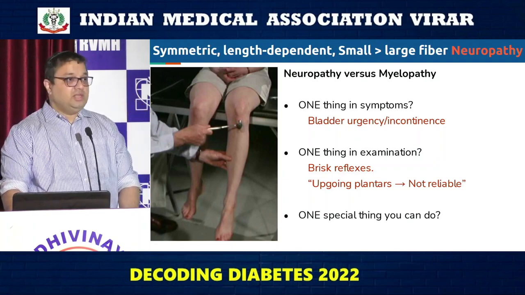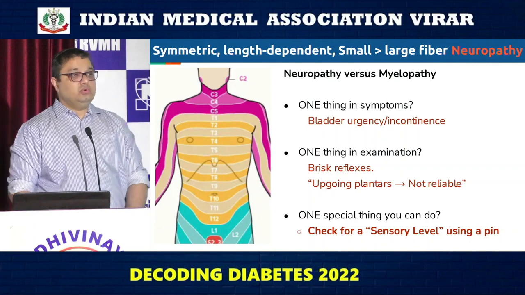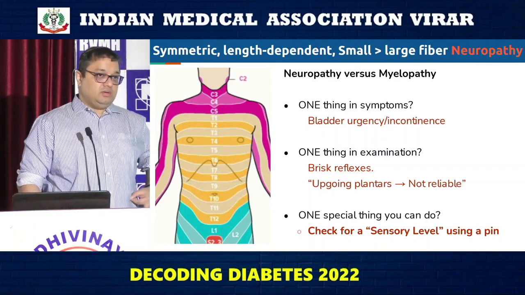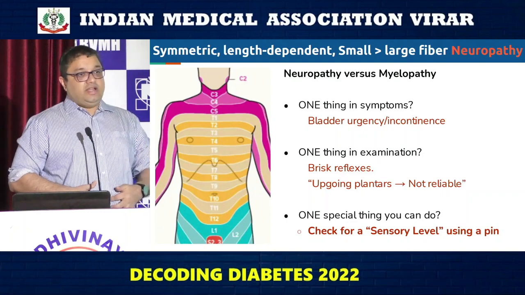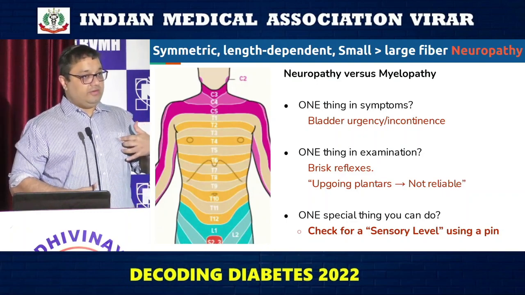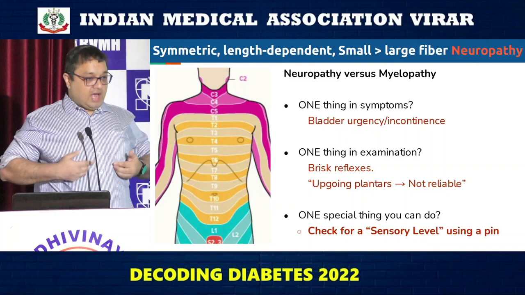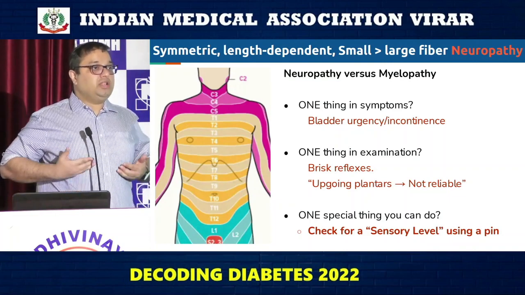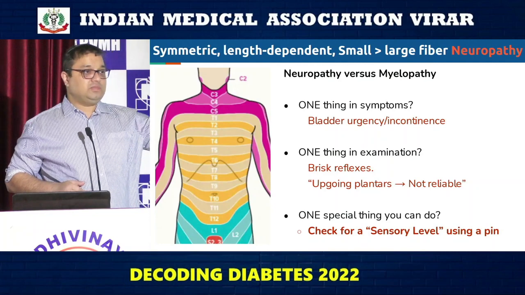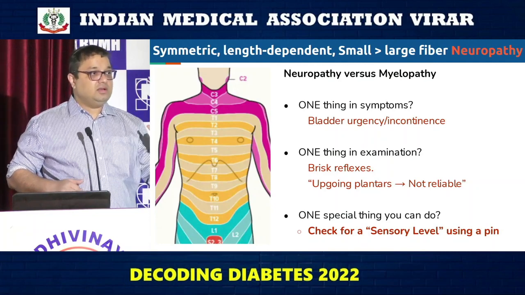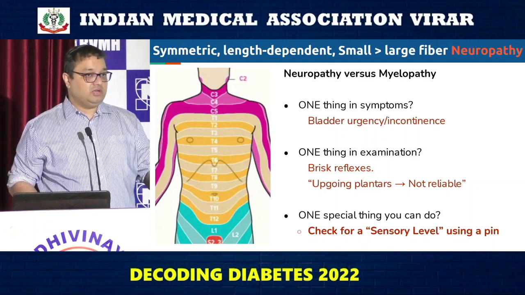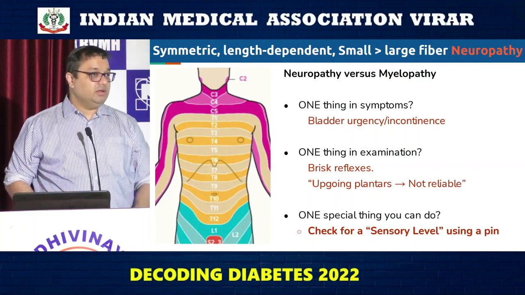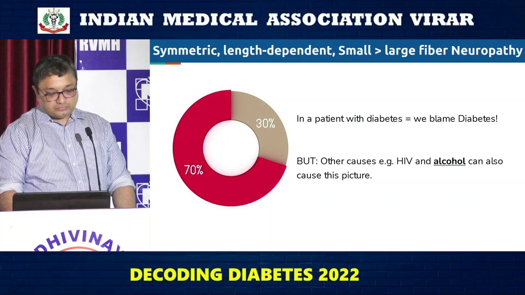What is the one special thing you can do? One special thing you can do is, you can take a pin and keep on going upwards. The umbilicus is around the T10 level, the nipple is around the T4 level. So at one level, the patient will say, above this I feel it, below this I don't feel it. At that point, you are sure that you are dealing with a discrete problem in the spinal cord, a myelopathy, rather than some generalized affliction of the nerves. So again, you can pinpoint and say to the radiologist, "Sir, please look at the T4 level." So whatever it might be.